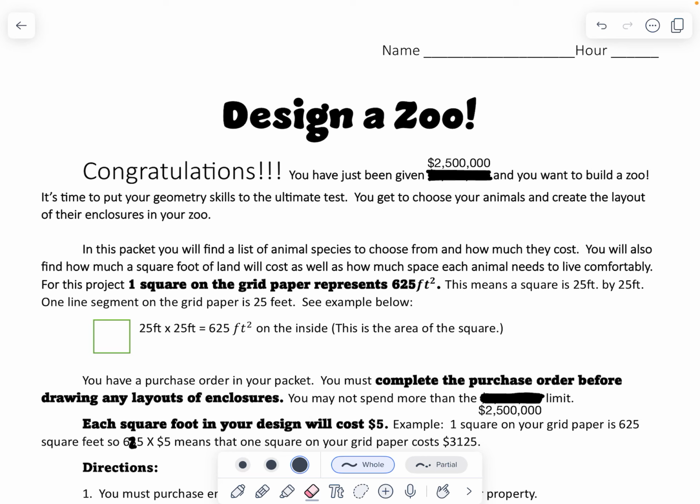For this project, one square on the grid paper represents 625 feet squared. This means a square is 25 feet by 25 feet. One line segment on the grid paper is 25 feet. See example below. So you're going to get grid paper, a big poster paper that has a grid on it, and that's going to be your zoo.